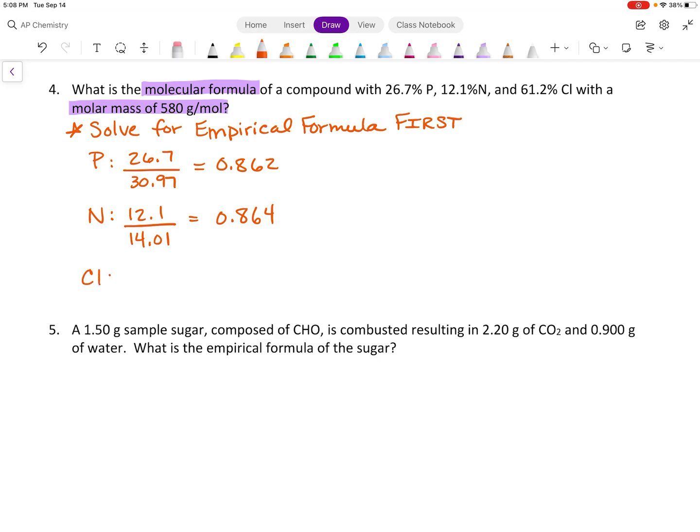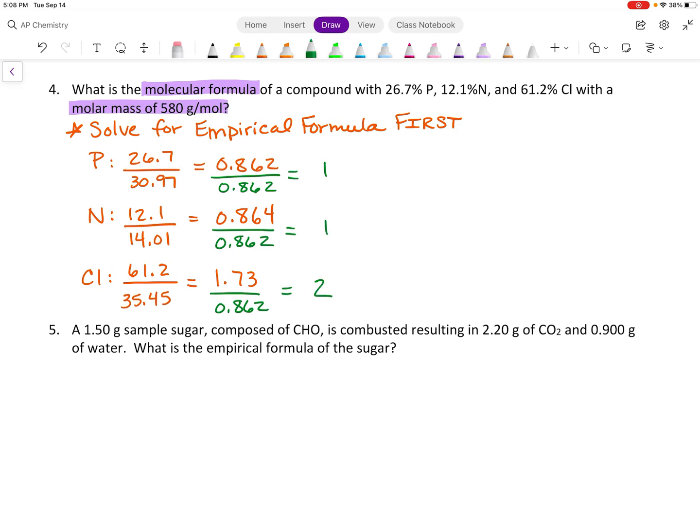And then finally for chlorine, I have 61.2 in the prompt for the data point and 35.45 grams per mole on the periodic table. So this one we end up with 1.73. Again, we're going to divide by the smallest number, which is 0.862. And we get 1 to 1 to 2 of phosphorus to nitrogen to chlorine.